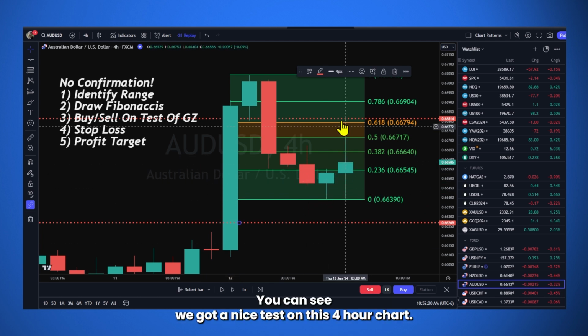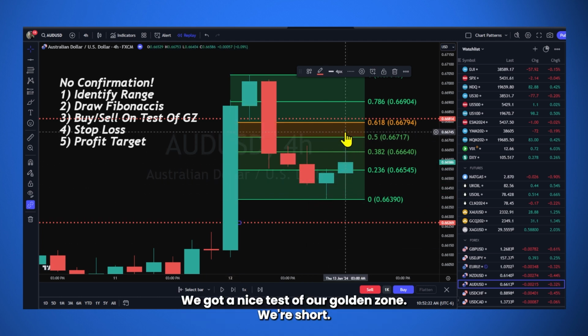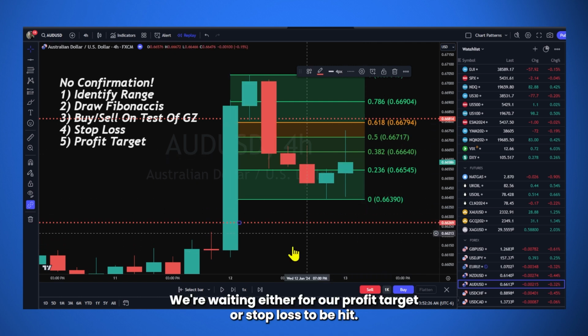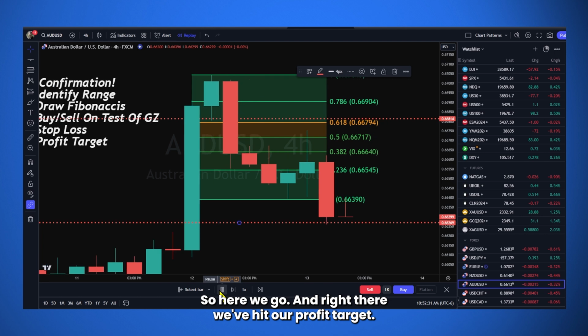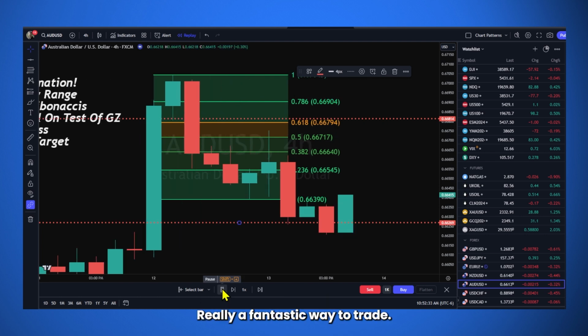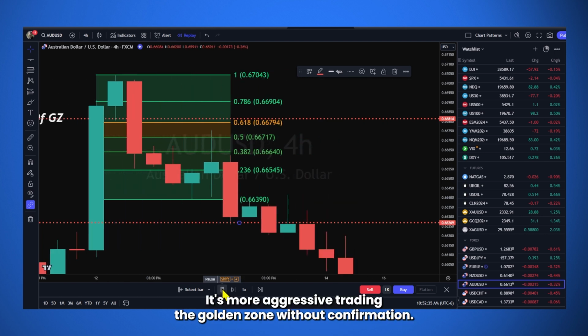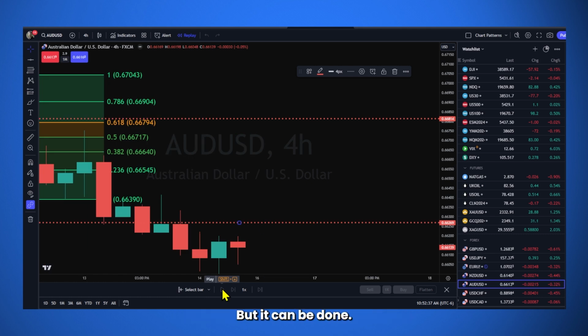You can see we got a nice test on this 4-hour chart. We got a nice test of our golden zone. We're short. We're waiting either for our profit target or stop loss to be hit. And I think we're in a pretty darn good trade. So here we go. And right there, we've hit our profit target. Really a fantastic way to trade. It's more aggressive, trading the golden zone without confirmation, but it can be done.